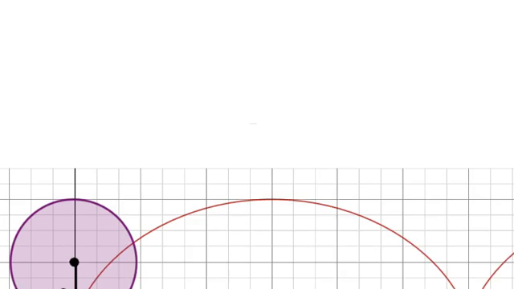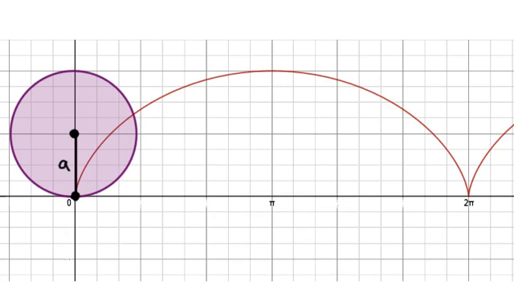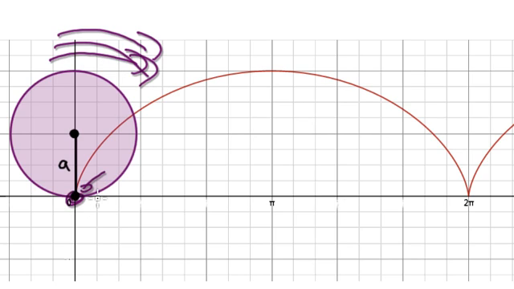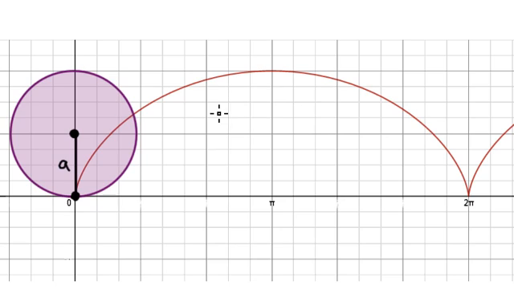In this video, we're going to try and come up with parametric equations to describe the path of this cycloid. Suppose you have a circle of radius a, and if you were to roll this circle in this direction and keep track of this point here, it will trace out this path.